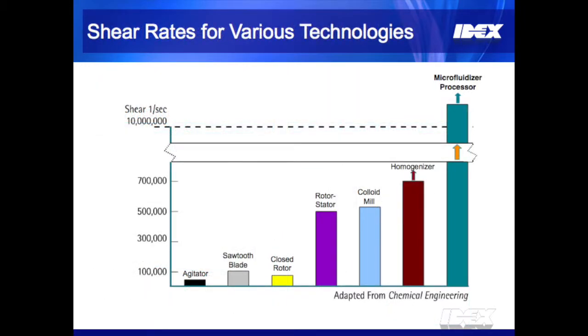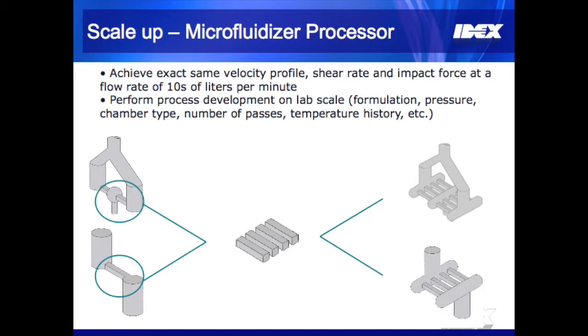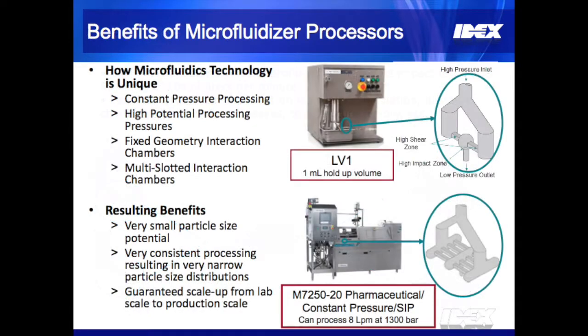The main benefit of the microfluidizer processor is the extremely high shear rates that we are able to achieve, much higher than any other technology, and also the inherent scalability of our process. We are able to place microchannels in parallel when we scale up to ensure that the processing conditions that you were able to achieve on your lab scale will be replicated exactly on the production scale. This is just a quick summary of what I just said. These are the key features and benefits.